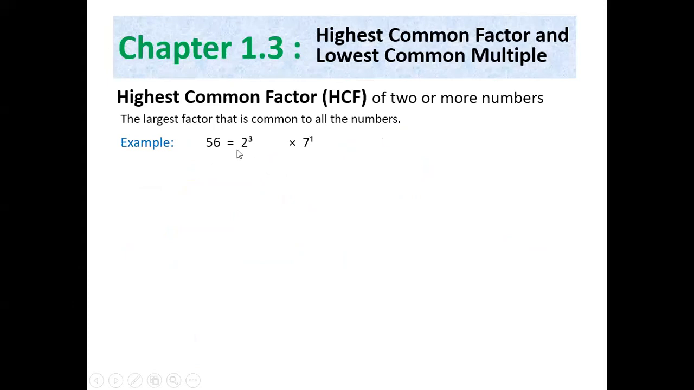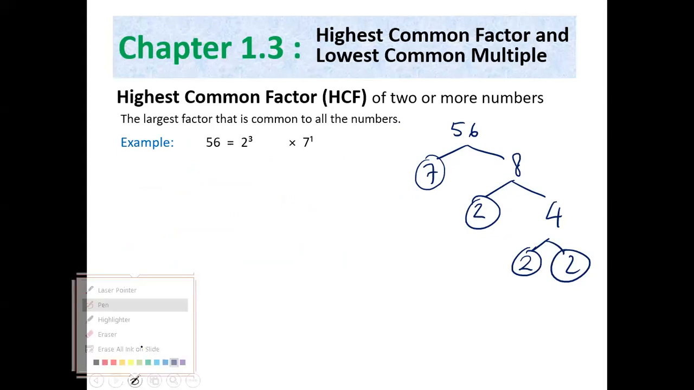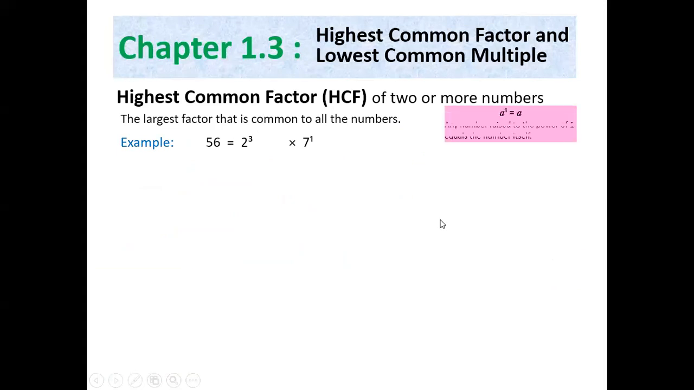We have to look at the prime factorization. For example, 56. If you derive 56 in a factor tree or prime factorization, you can write 7 times 8, right? You cannot go further from 7, but you can go further from 8, which becomes 2 and 4. You can go further from 4, 2 and 2. So we have three 2's, so 2 to the power of 3 multiplied by 7. If power 1 means only 1, 7.